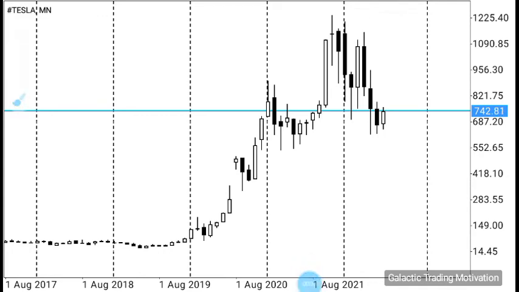Hi everybody, let's have a look at the Tesla chart. As you guys can see, I have the monthly chart open, and one of the first things we need to do when opening charts is to ask ourselves what it is that we see on the chart. What do we see on this chart that we should be paying attention to?